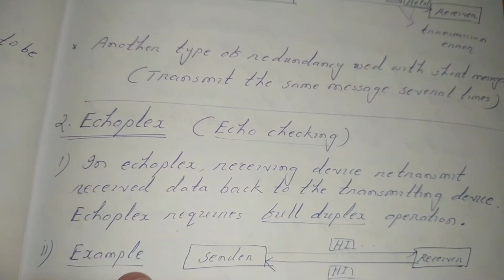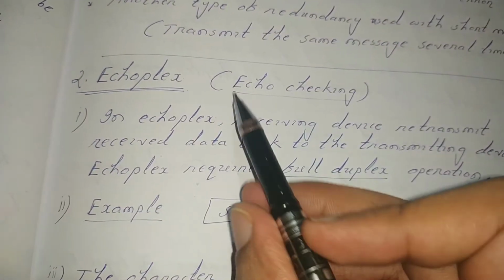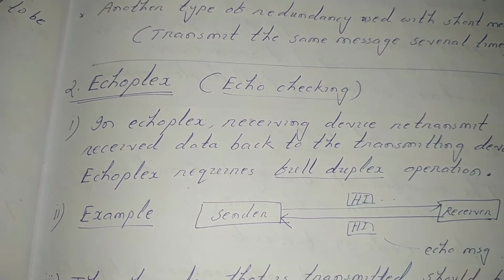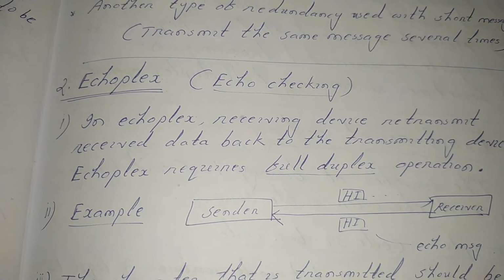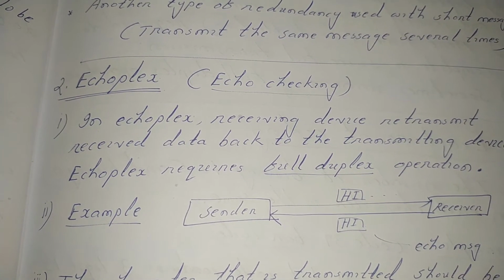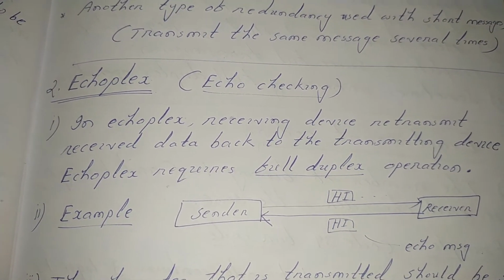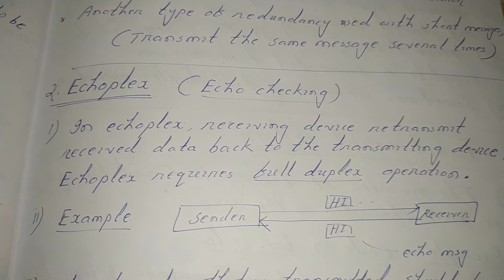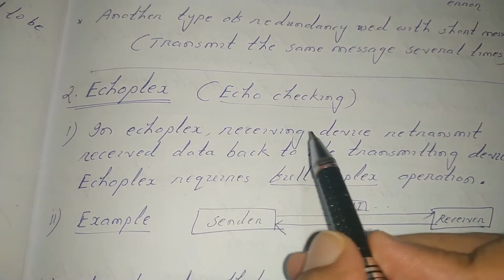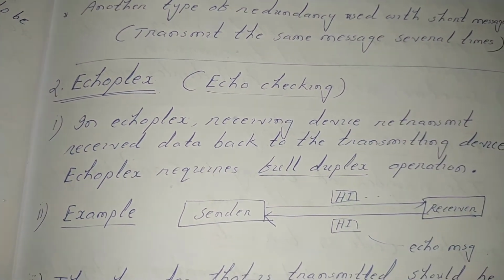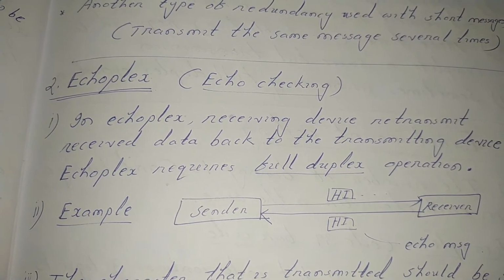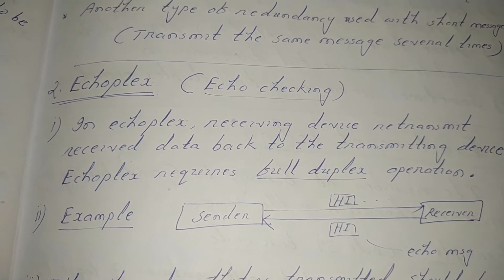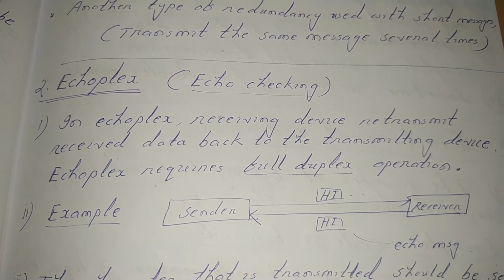Next, the second technique is Echoplex. Sometimes Echoplex is also called echo checking. Echoplex is a very simple technique. Just take an analogy. Whenever you produce any sound in a closed room, you can hear an echo sound back to you. Yes or no? So in Echoplex, what happens? Whatever message is transmitted from the sender side, the same message, after being received at the receiver side, will be sent back as an echo message to the transmitter.